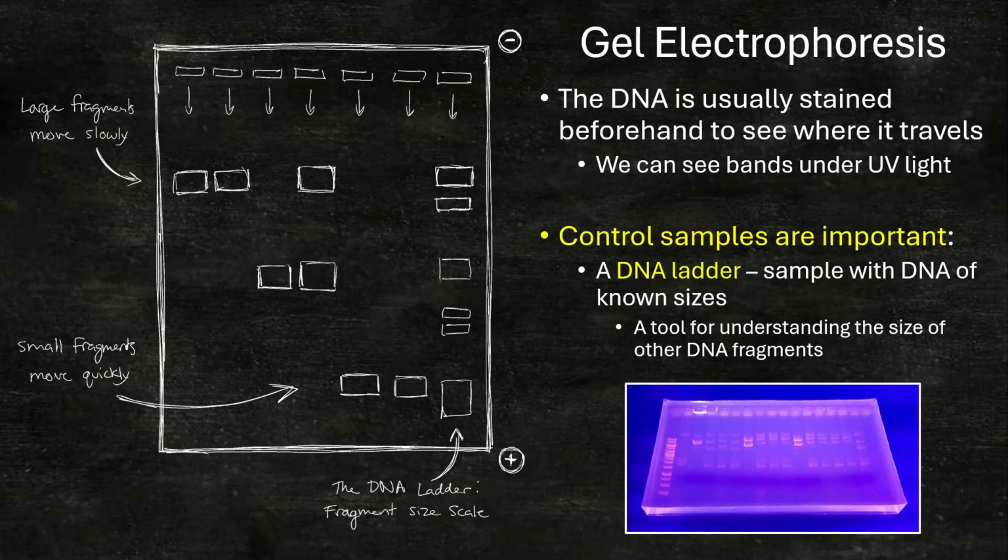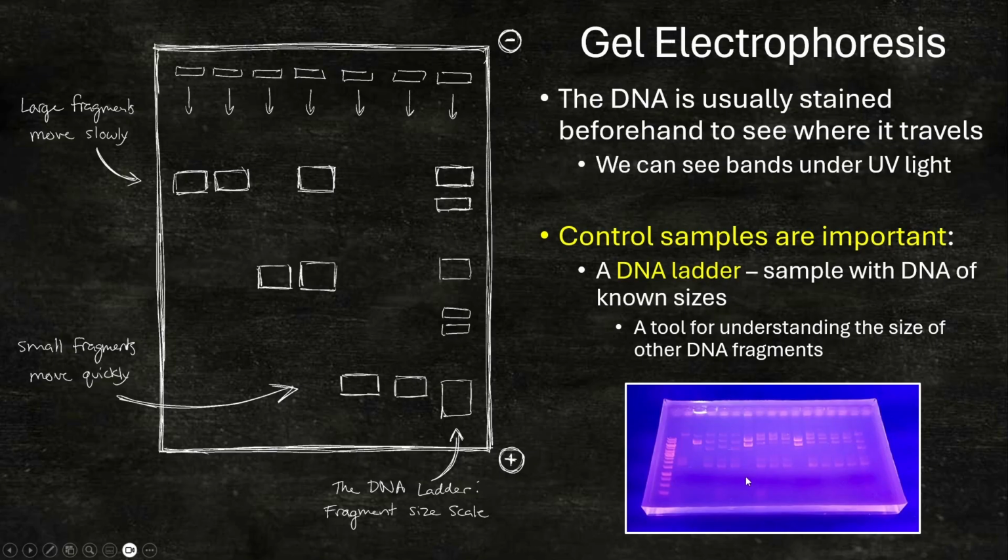When we run a gel, we usually stain the DNA with some kind of chemical beforehand so that we can visualize how far it travels. We usually use a fluorescent tag that we can stick onto the DNA molecules. And then we can put the whole gel under a UV light box, and that will make the fluorescent tags on the DNA glow. This helps us actually visualize where this stuff fell out on the gel.